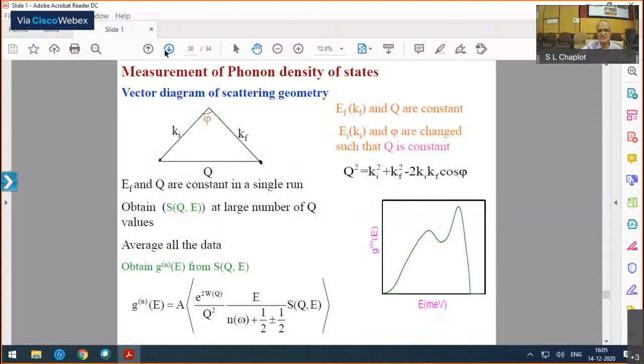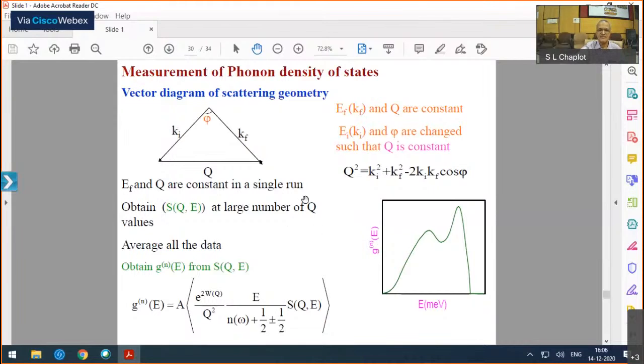Now, how do we make the measurements? The phonon density of states is better measured with a time of flight instrument, because we are not interested in scanning at each and every point in Q-omega space. However, if you are at a reactor and you have a triple axis spectrometer, then you can also do it. We make a large number of measurements at constant Q, so obtain S(Q, E) at a large number of Q values, usually choosing large enough values of Q so that the incoherent approximation is valid, and then take a suitable average over that.